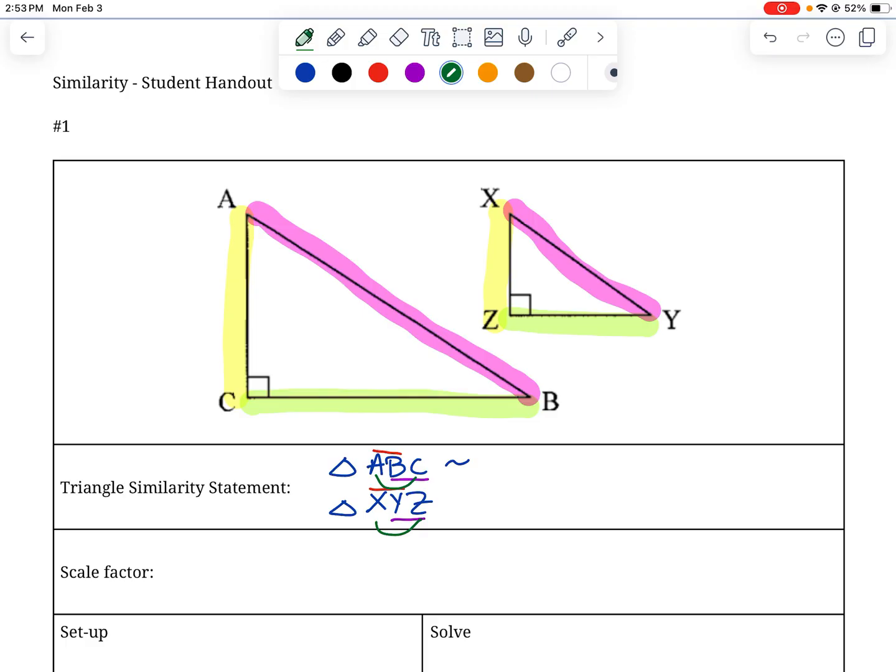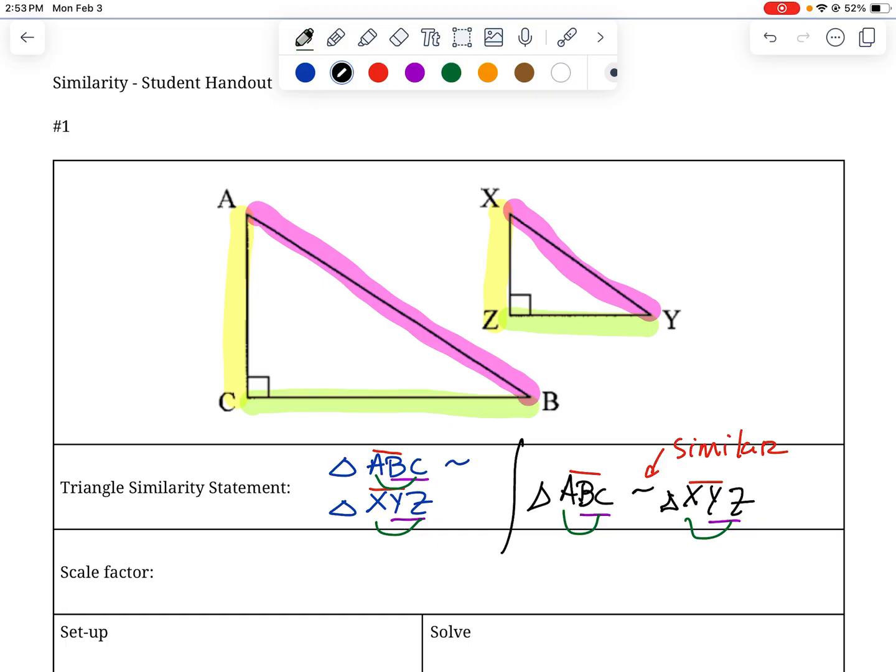Also, if you can see how these are aligned on top of each other, they're stacked, you can write a similarity statement like this: ABC is similar to XYZ, and it's easier to match those up. This single squiggle here means similar. I've been saying it a lot. So AB, XY, BC, YZ. Then this will be a little bit cleaner: AC, XZ.